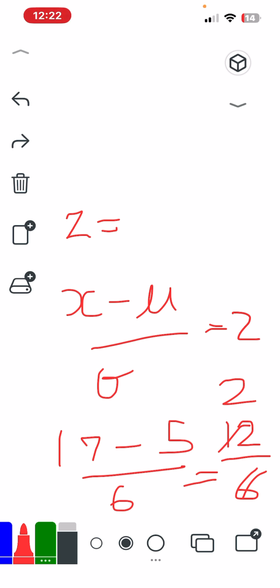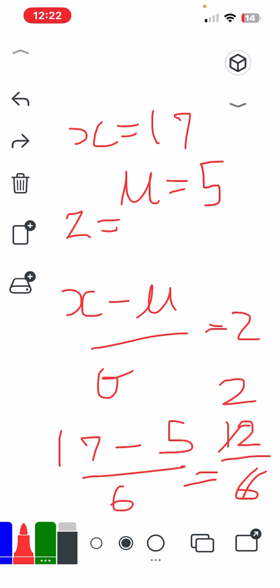So this is basically saying that x equals 17 is 2 standard deviations above, or to the right of, your mean, which is equal to 5. This is how you use the formula to figure out your z-score, and this is what normal distribution and z-scores are all about.